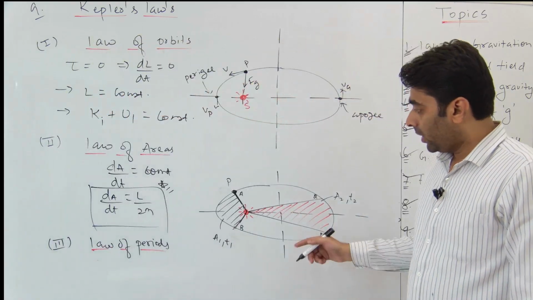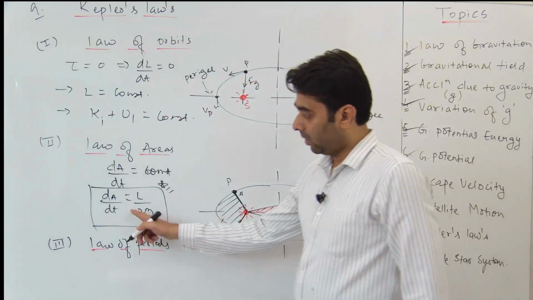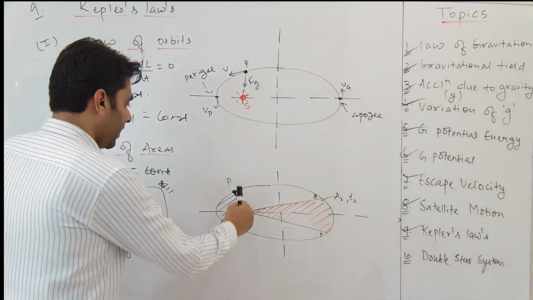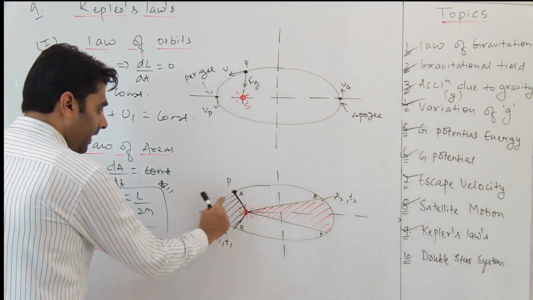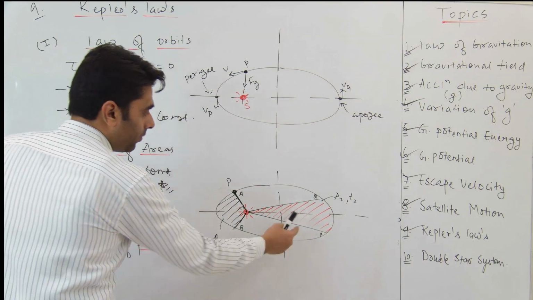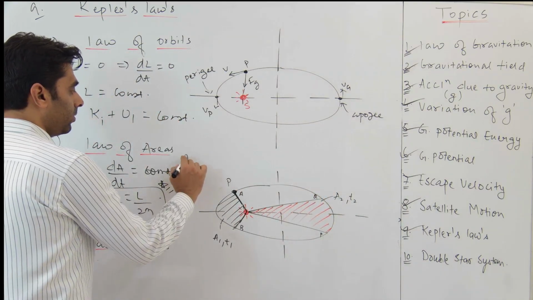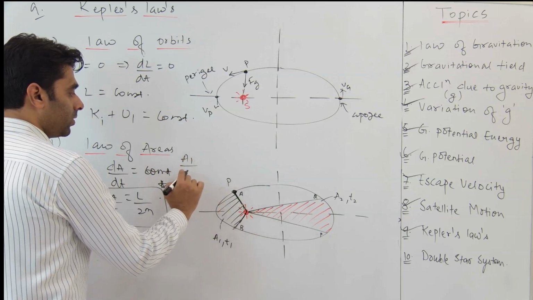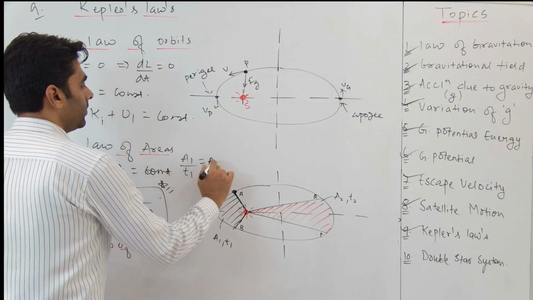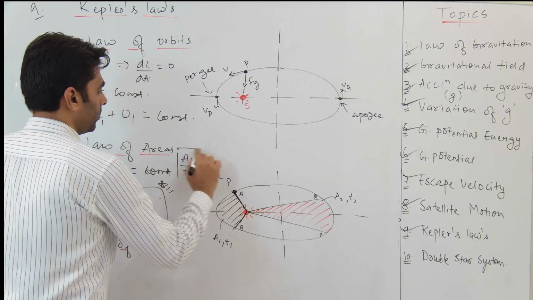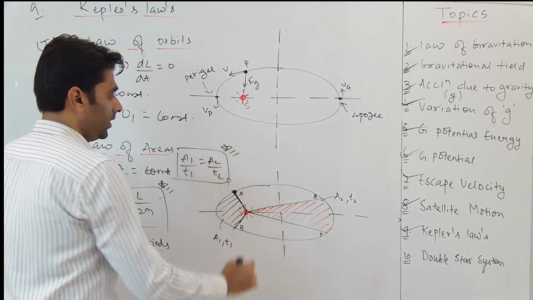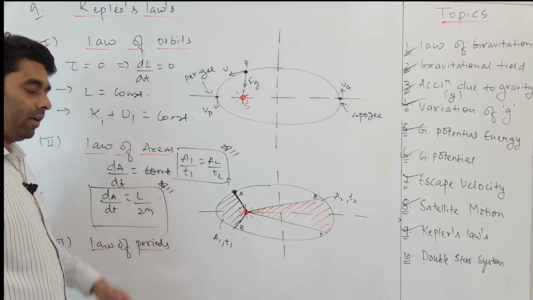L is basically angular momentum, m is the mass. Fine. Over here, as dA by dt is constant, if it is moving from A to B, the area swept is A1 in time t1, and from P to Q, the area swept is A2 in time t2. From this result we can also write, as areal velocity is constant, A1 by t1 is equal to A2 by t2. So these are some of the results which we can keep in mind regarding our law of areas.